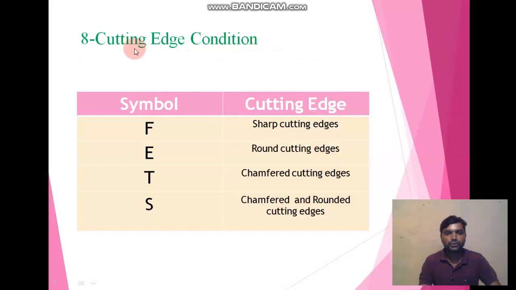Then the 8th position indicates the cutting edge condition. There are 4 symbols in the 8th position. If there is the symbol F, it indicates a sharp cutting edge. If there is the symbol E, it indicates a rounded cutting edge. If there is T, it indicates a chamfered cutting edge. If there is S, it indicates a chamfered and rounded cutting edge. So this is about the 8th position of inserts, which indicates the cutting edge condition.